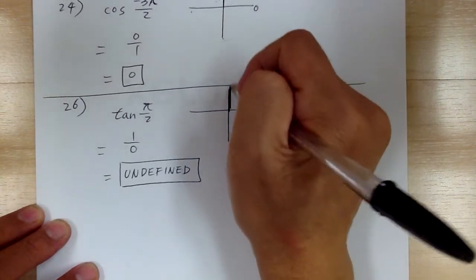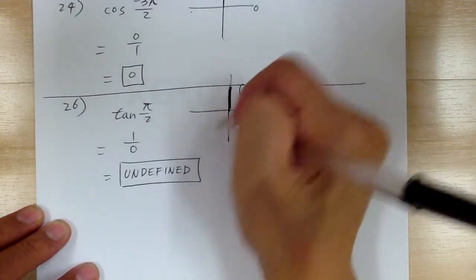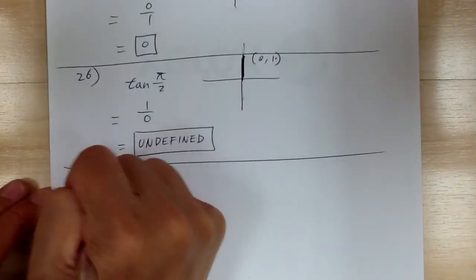Or another way to think about the slope. See, over here the slope is infinite, right? So it's undefined. Okay, let's go to 28.